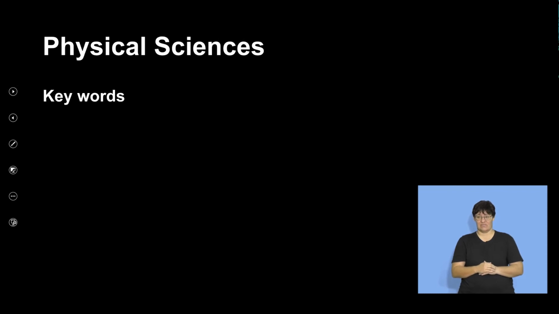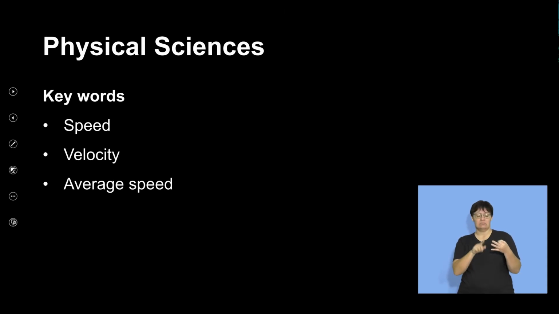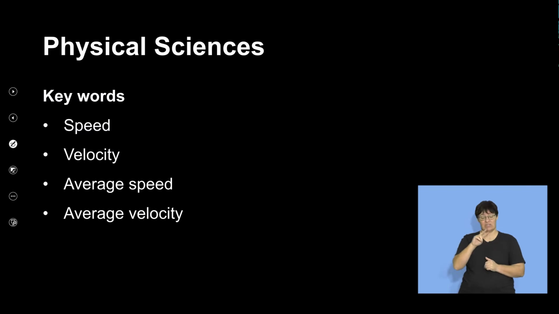What are our keywords? Speed, velocity. We normally don't have an issue with speed. It's velocity that gets us. Then we've got average speed, okay? And we've got average velocity. And we're going to look at acceleration. Some of these are new words, some of them not.